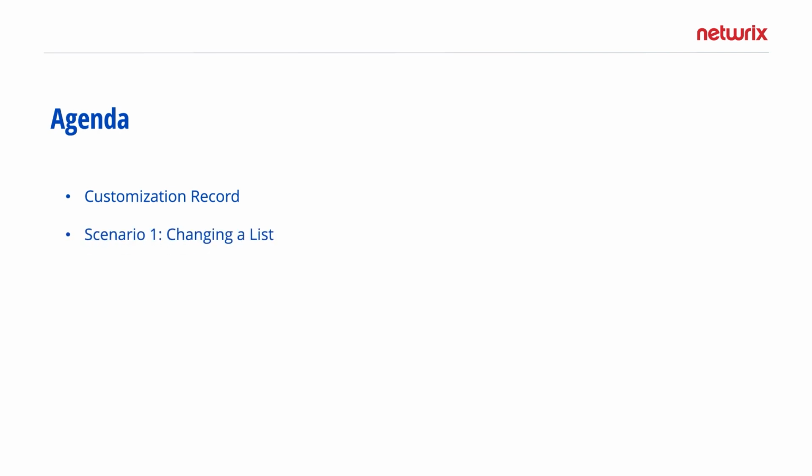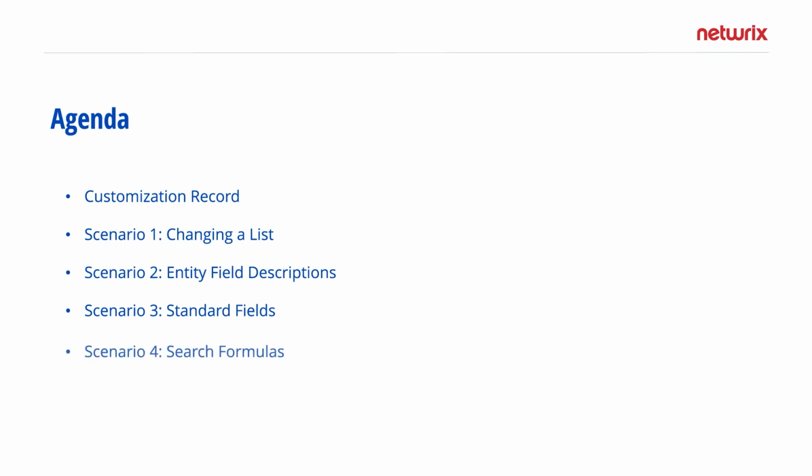In scenario 1, I want to change a list and I want to see if something's going to break. In scenario 2, I want to change the entity field and want to see the dependencies. In scenario 3, something is changing a standard field and I want to know what's going on. And in scenario 4, I want to find a particular search formula.